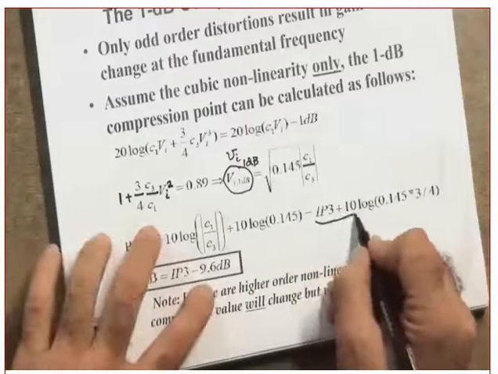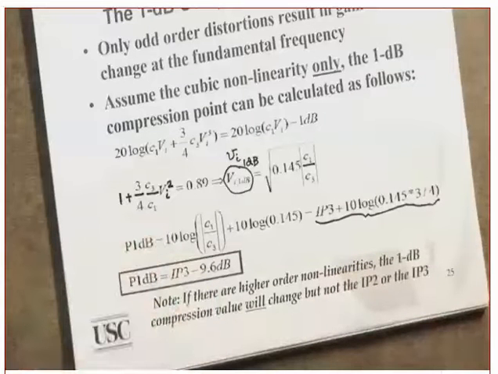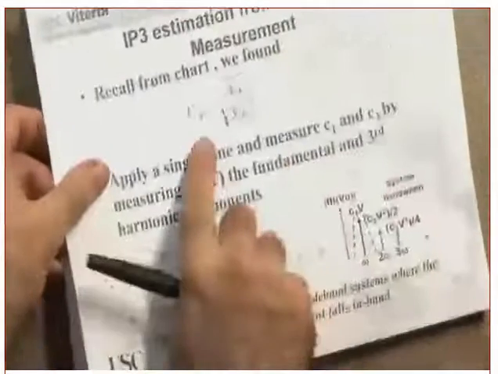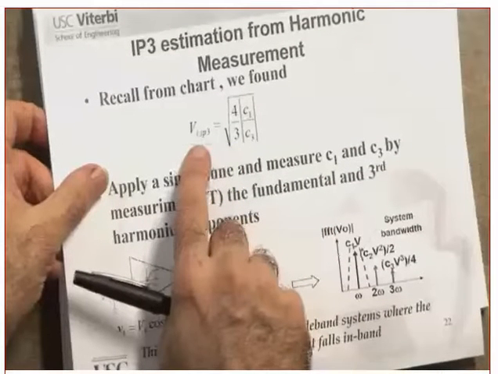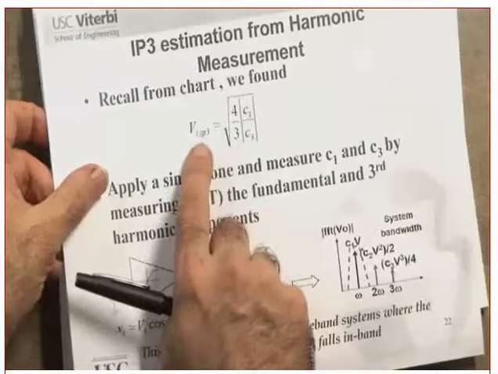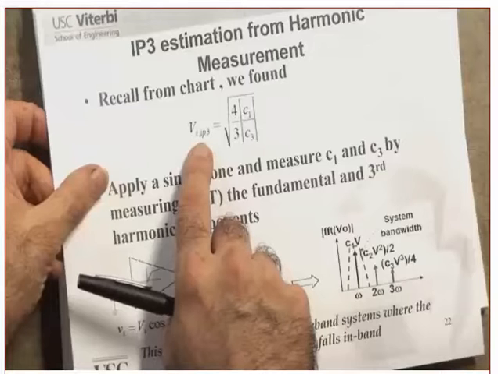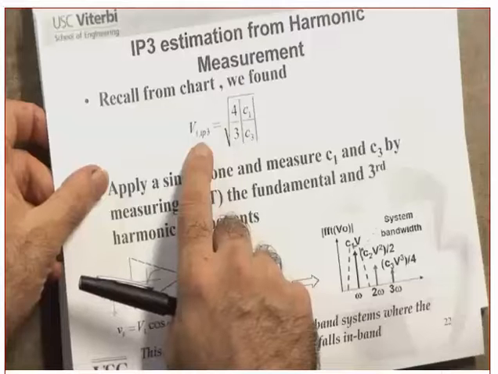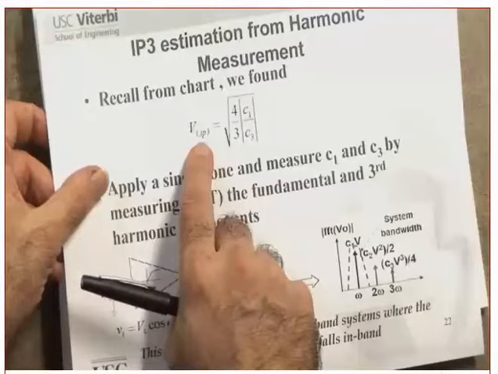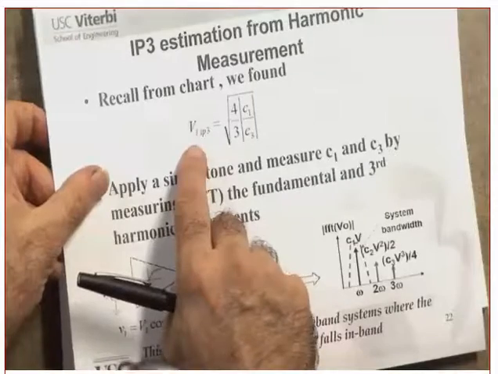What is this, by the way? Can you tell me what is this? This one we found last time. Let's see if you remember. Do you remember this equation? Yes or no? What is this? VIIP3. That's the input voltage when the fundamental power and the third order intermodulation power intersect together. That's the input voltage. Yes?